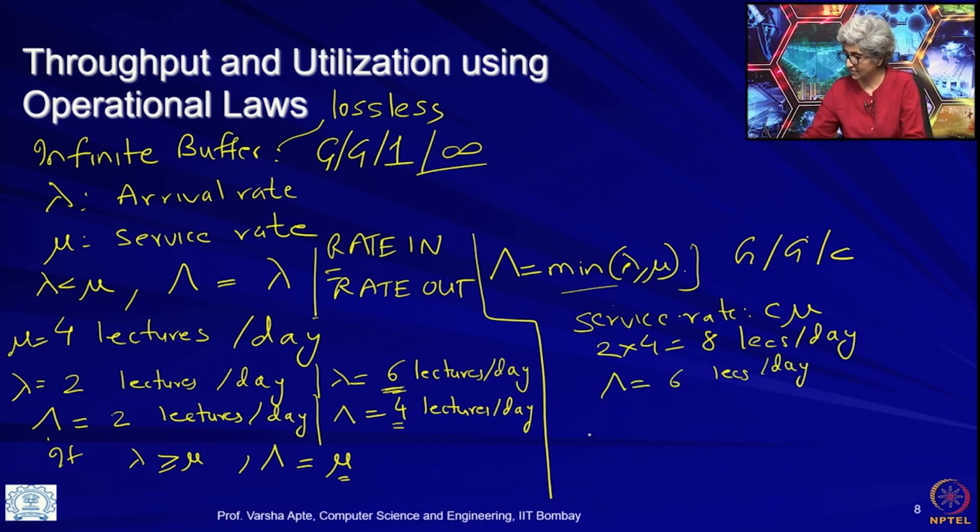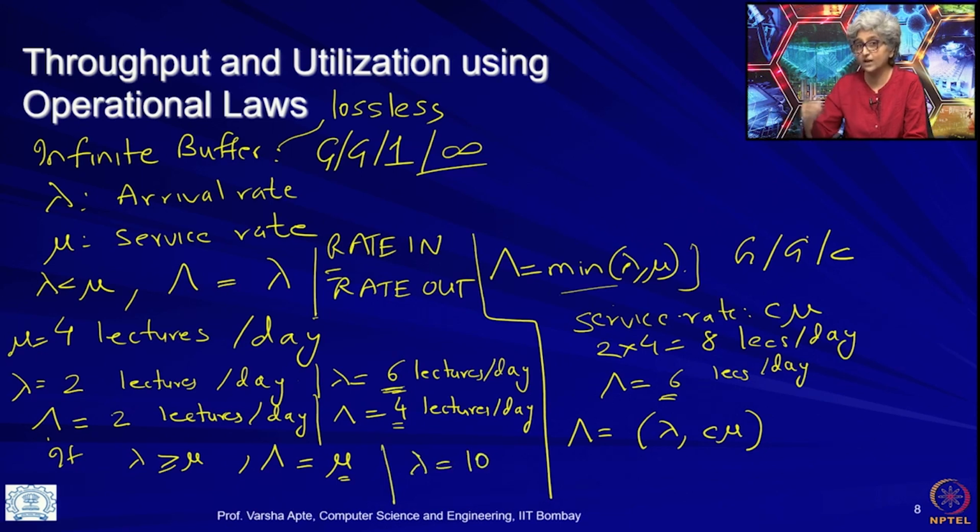For G/G/C, throughput is going to be the arrival rate if the arrival rate is less than C mu, but if it is greater than C mu, then it has to be C mu, right. Here 6 was less than 8, so your throughput is 6, but if suddenly lambda is 10 lectures per day, then even both of you will not be able to watch, you can only watch 8 lectures per day, right. So, this throughput law is very intuitive. No matter what work comes to you, everybody has a certain capacity and you cannot do more than that.